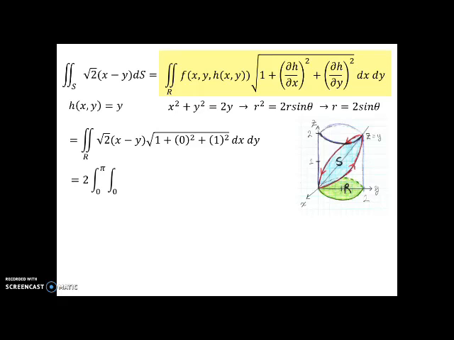So we bring the 2 out front, theta goes from 0 to pi, r goes from 0 to 2 sine theta, x becomes r cosine theta, y becomes r sine theta, and then dx dy becomes r dr d theta. Don't forget the extra r.